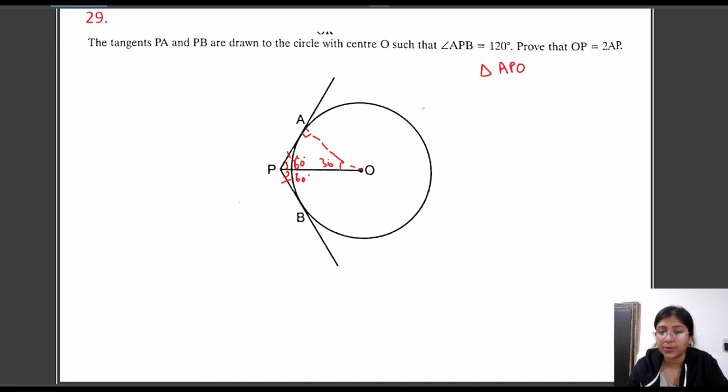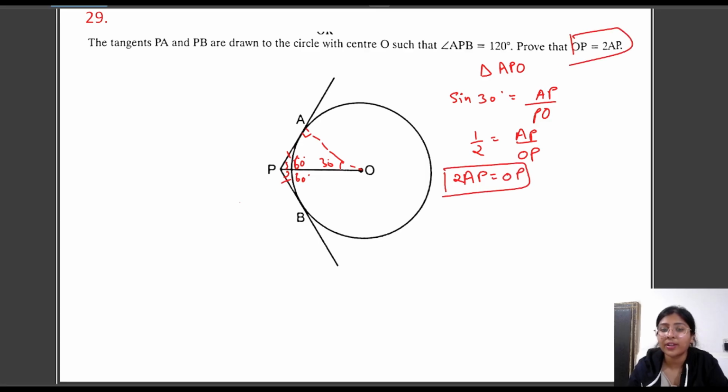We need to find the relation between OP and AP. OP means hypotenuse because this angle is 90 degrees, so the side opposite to 90 degrees is the hypotenuse. So OP will act as the hypotenuse, and for this angle 30 degrees, AP will be the perpendicular. Which trigonometric ratio gives us the relation between perpendicular and hypotenuse? Very good, sine. So we can write sine 30 equals AP upon PO, and the value of sine 30 is half, so we will get twice AP equals OP. Yes or no? Hence the question is proved.